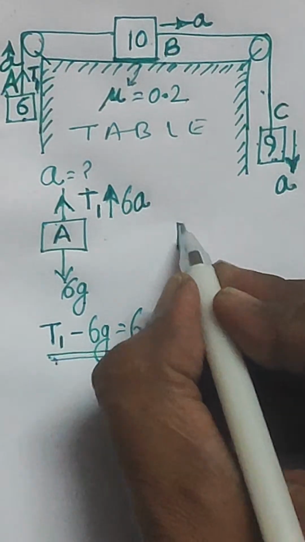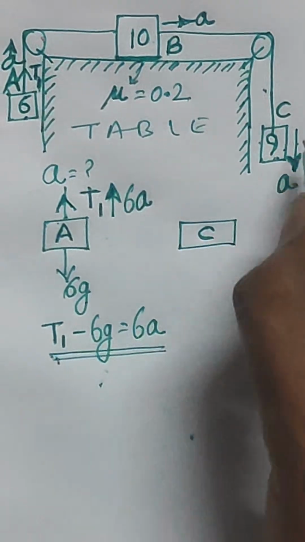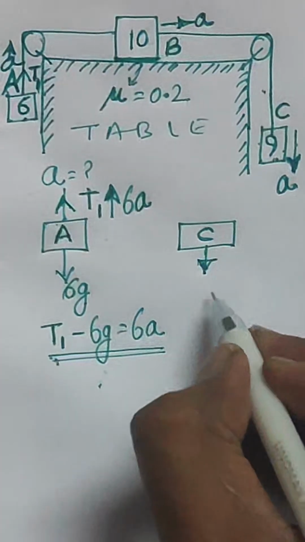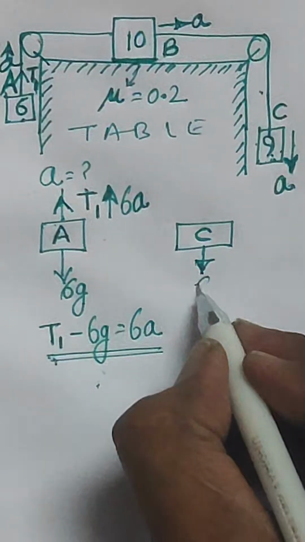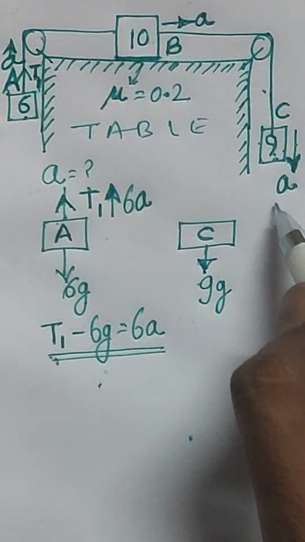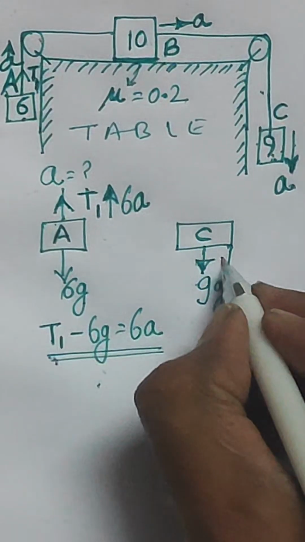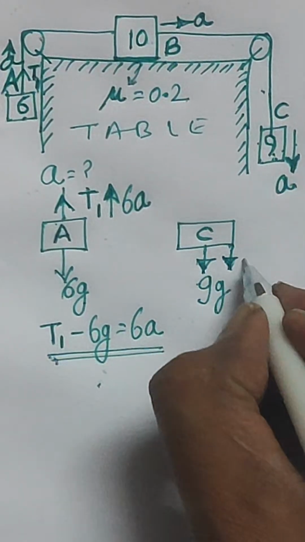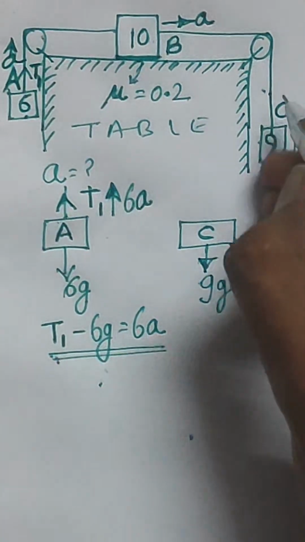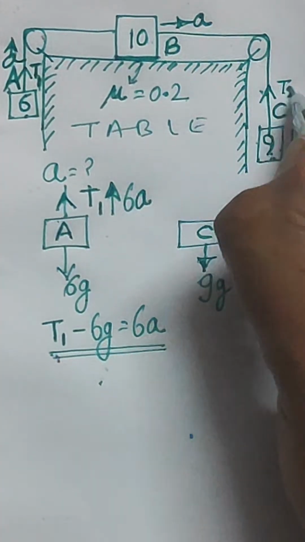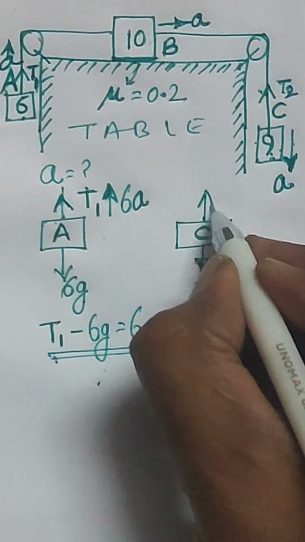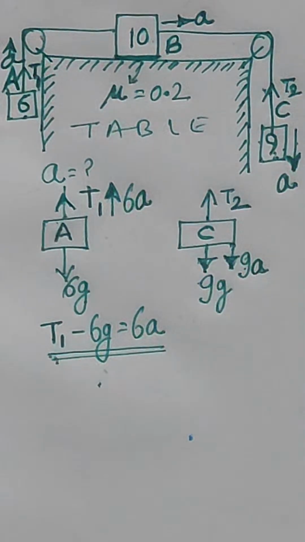Now just draw the free body diagram of mass C. The forces acting on it are its weight mg; m is 9, so 9g acts downward. Since it is moving downward with an acceleration of a, the force ma, that is 9a, acts downward. If the tension in the string here is T2, then T2 acts upward.